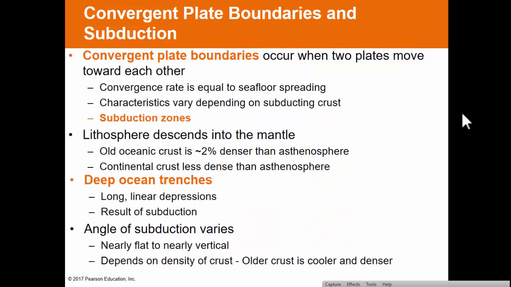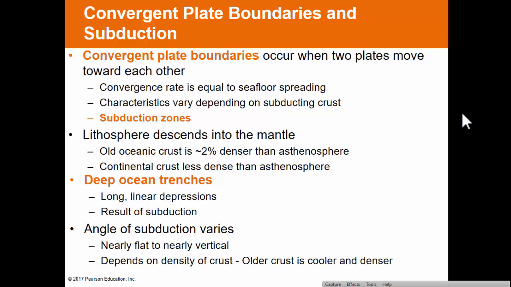All right, convergent plate boundaries and their subduction zones. They occur when two plates move toward each other. Convergence rate is equal to the seafloor spreading on the opposite edge, and its characteristics. The different types of subduction zones that are created are dependent on subducting crust. If you have a very old and very cold subducting crust, like out in the Western Pacific, some of that crust is upwards of 180 to 200 million years old, it's going to dive pretty quickly, almost straight down. Whereas if you have a very young crust that's not as cold and a little bit less dense, it's going to go down at a significantly lower angle.